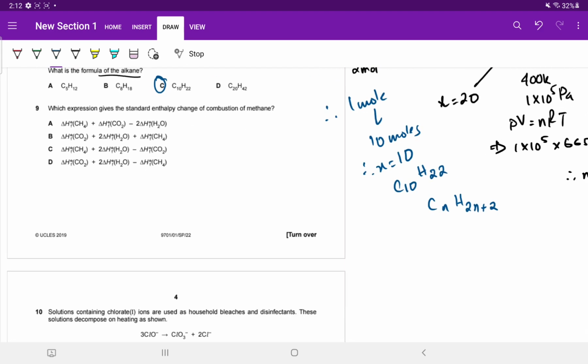Okay, let's move on to question number 9. It says, which expression gives a standard enthalpy change of combustion of methane? Okay, now in the options they have all given a standard enthalpy change of formation.